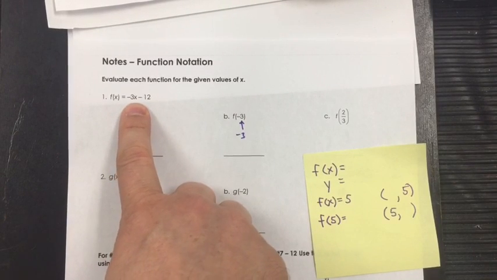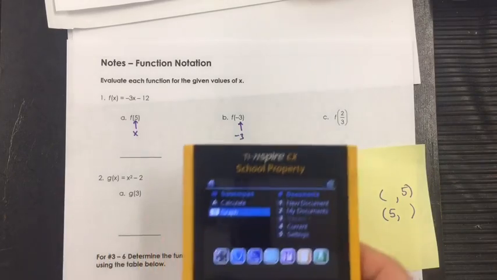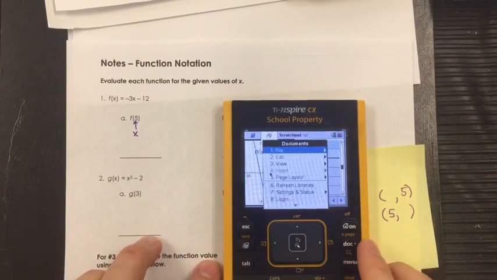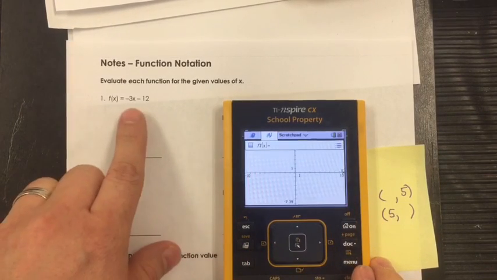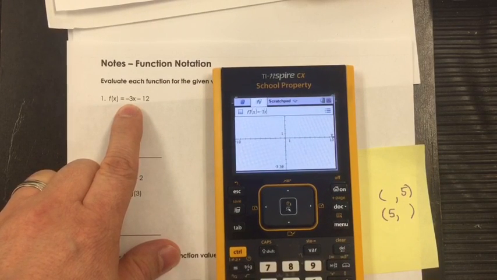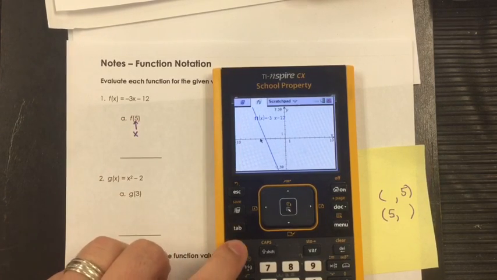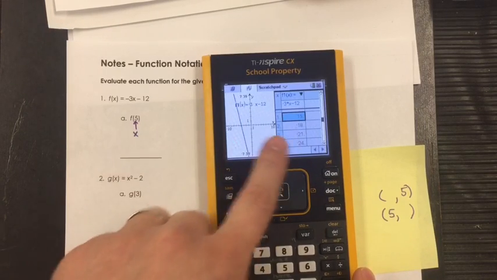Negative 3x minus 12. I'm going to go ahead and go to my graph screen. I'm going to delete to get rid of the old stuff. And then I'm going to go back and I'm going to put in negative 3x minus 12. Negative 3x minus 12. I can graph it. There's my line. And how do I go to the table? Control T. Basically, I can get all the answers here.